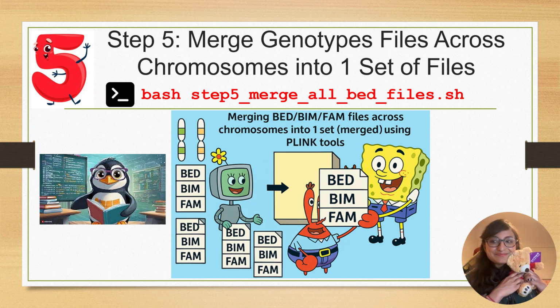Woohoo! Awesome. Step 5 is to merge the genotype files across the chromosomes, so merge those into one set of files. We're going to be merging the bed, the BIM, and the FAM files into one across those chromosomes that we have. So just one set of files. It'll make things easier for us.